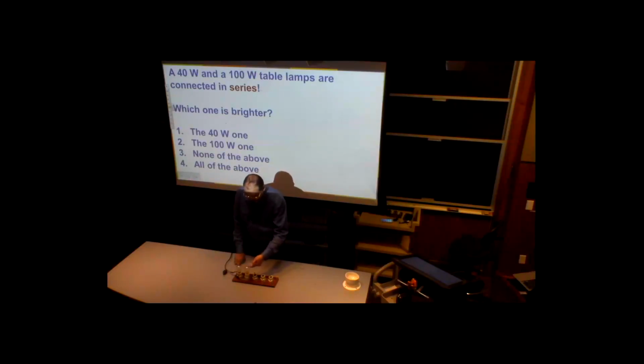For the bulb, the power also assumes that it's been running for some time, so the temperature reaches the operating temperature, because the resistance in general depends on temperature. It rises with temperature. So now we can connect these two in series, and now we know the 40 is brighter than the 100. So we know that, and we started talking about why.